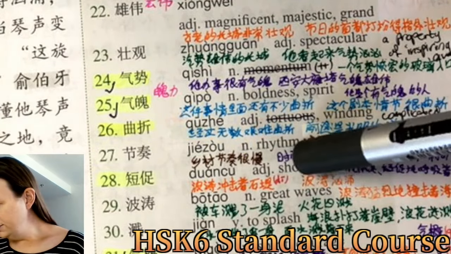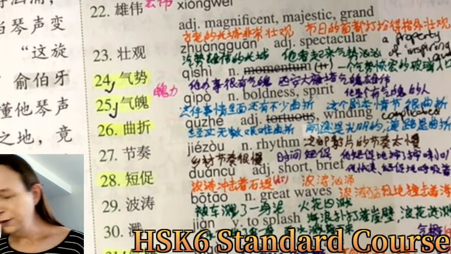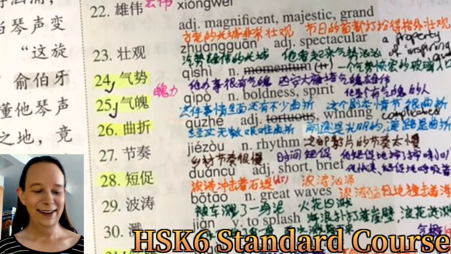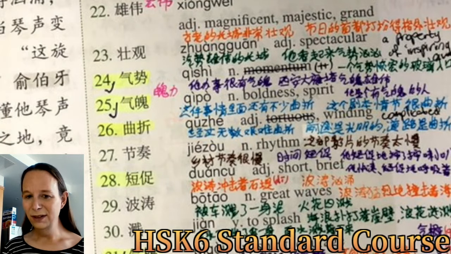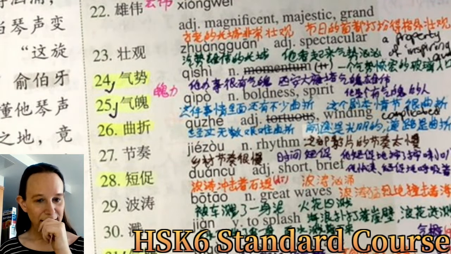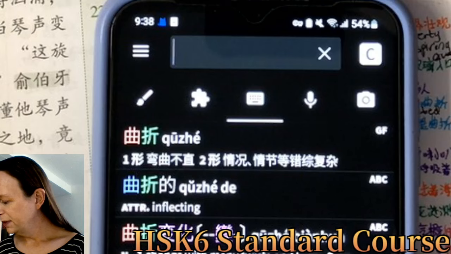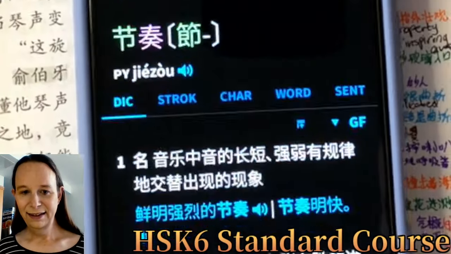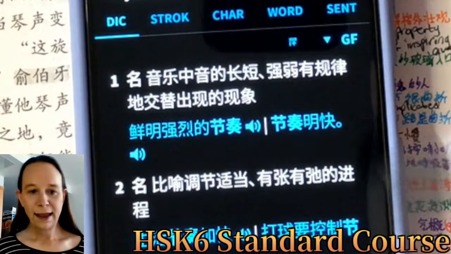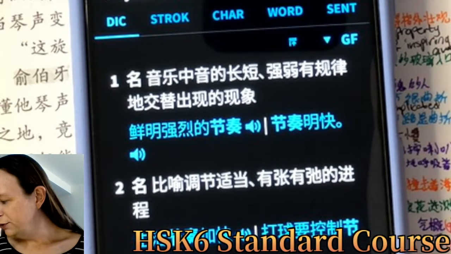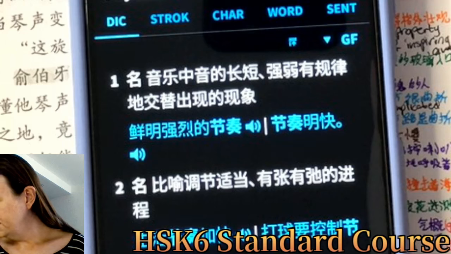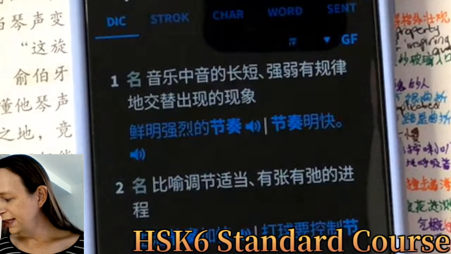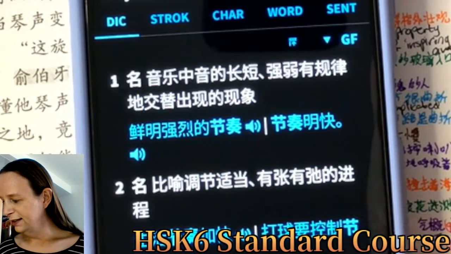All right, 节奏, rhythm. Now we already looked at 旋律, 节奏 is a little bit different. 节奏 usually is like the rhythm of life, not the rhythm of a song. Maybe it can be the rhythm of a song, actually. I'd use 旋律 for music though. 节奏. Oh, there it is. First definition is the rhythm of music, the regular alternation of strong and weak beats.